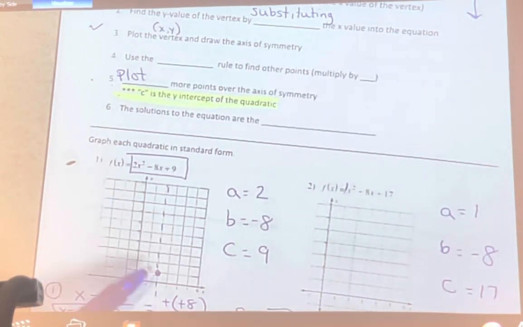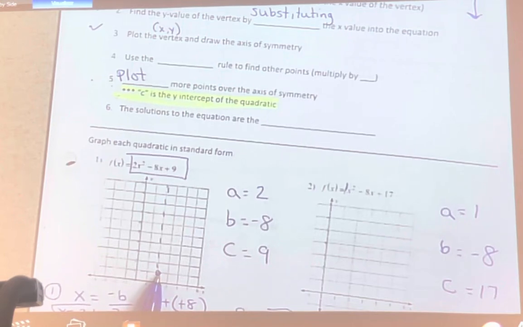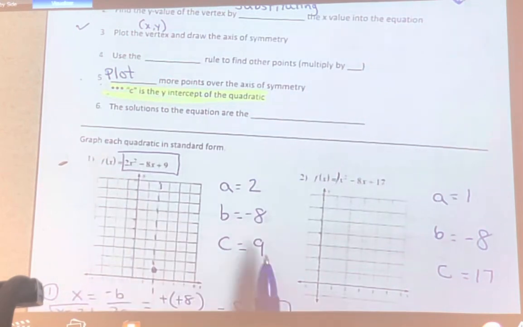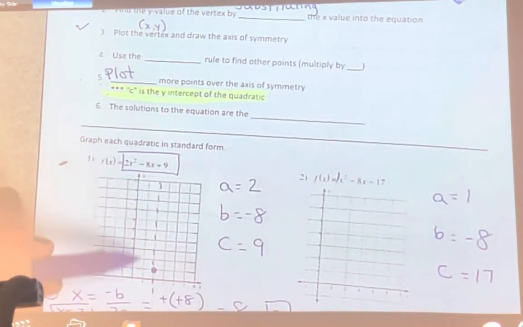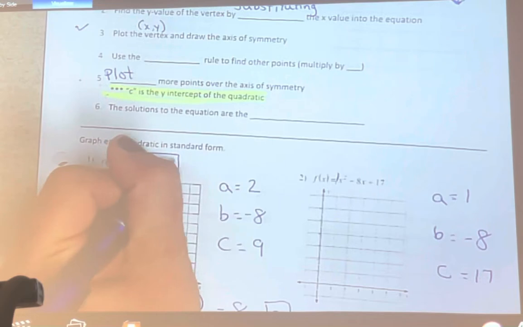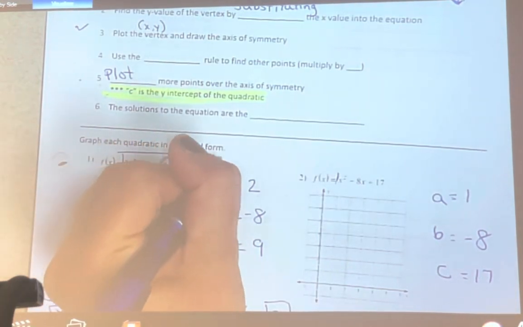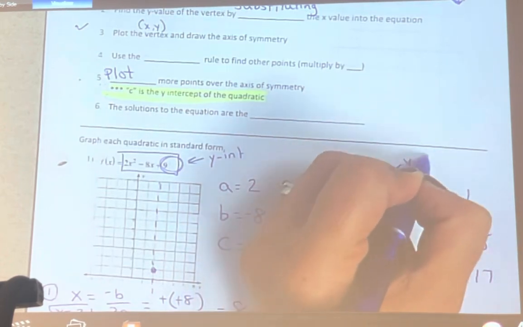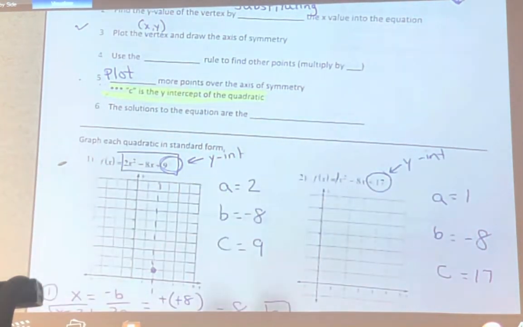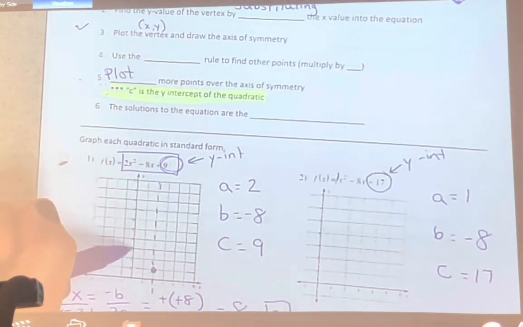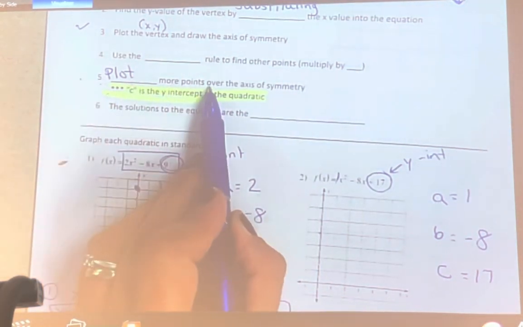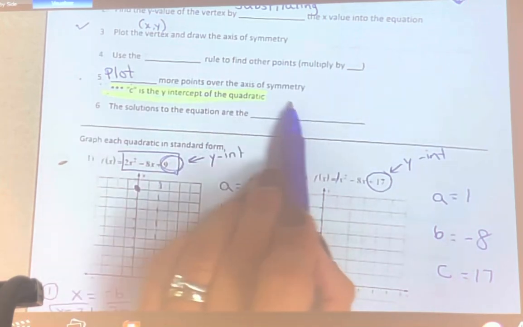So, what is the C in this problem, in this equation? C is 9. So I go on the y-axis, that means C right here, y-intercept, here also, y-intercept. Every time, that means that's where you're going to intersect the y-axis. So 1, 2, 3, 4, 5, 7, 8, 9.